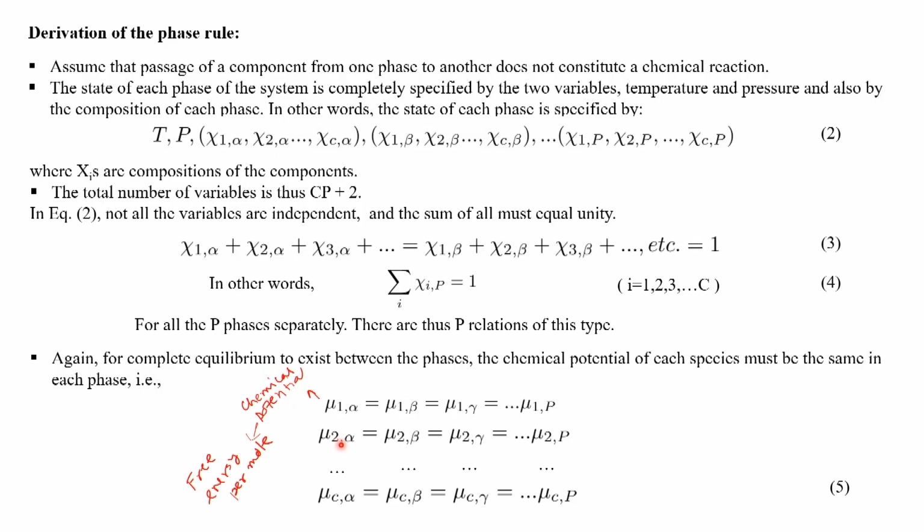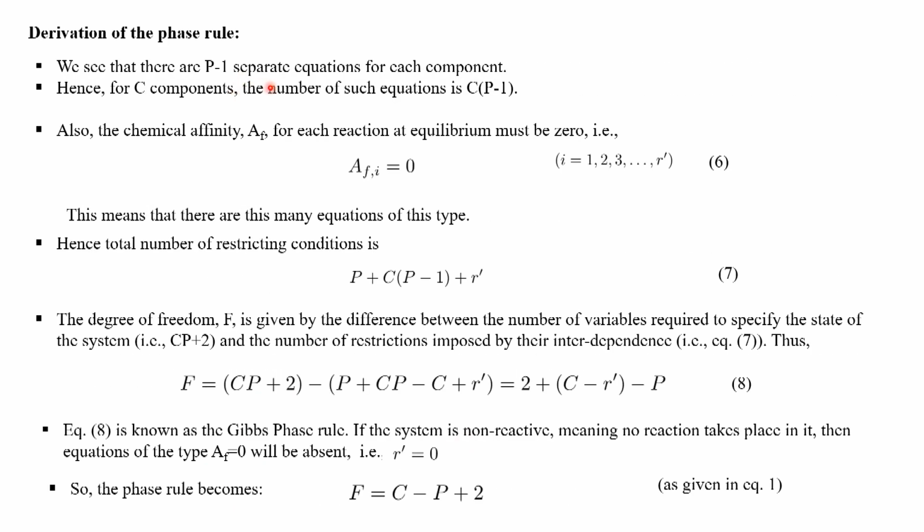Similarly, the chemical potential of component 2 in the alpha phase equals the chemical potential of component 2 in the beta phase and so on. So we see that there are P minus 1 separate equations for each component. For each component like 1, 2, 3 and so on, we get P minus 1 separate equations. Hence, for C components, the total number of such equations is C times (P minus 1). Also, the chemical affinity A for each reaction at equilibrium must be 0.